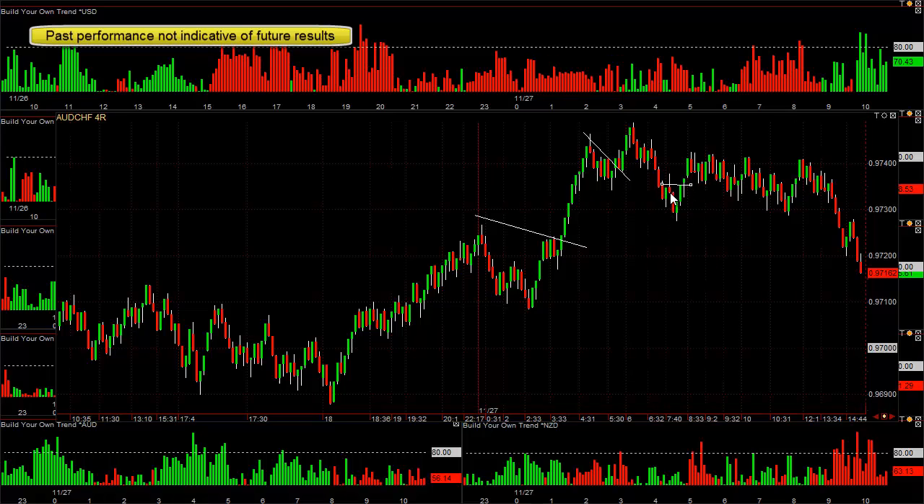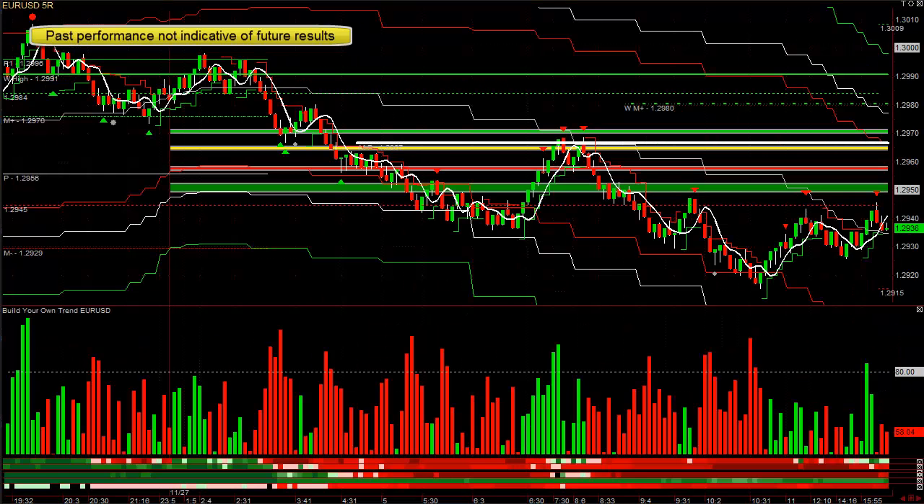If you had gotten long right here and it came down a little bit against you, typically I put my stop a few pips underneath the low. Some of these currencies I don't trade as much. I trade much smaller lot sizes and use a little wider stop. Another easy way of trading is just simply trade the currencies that you like.